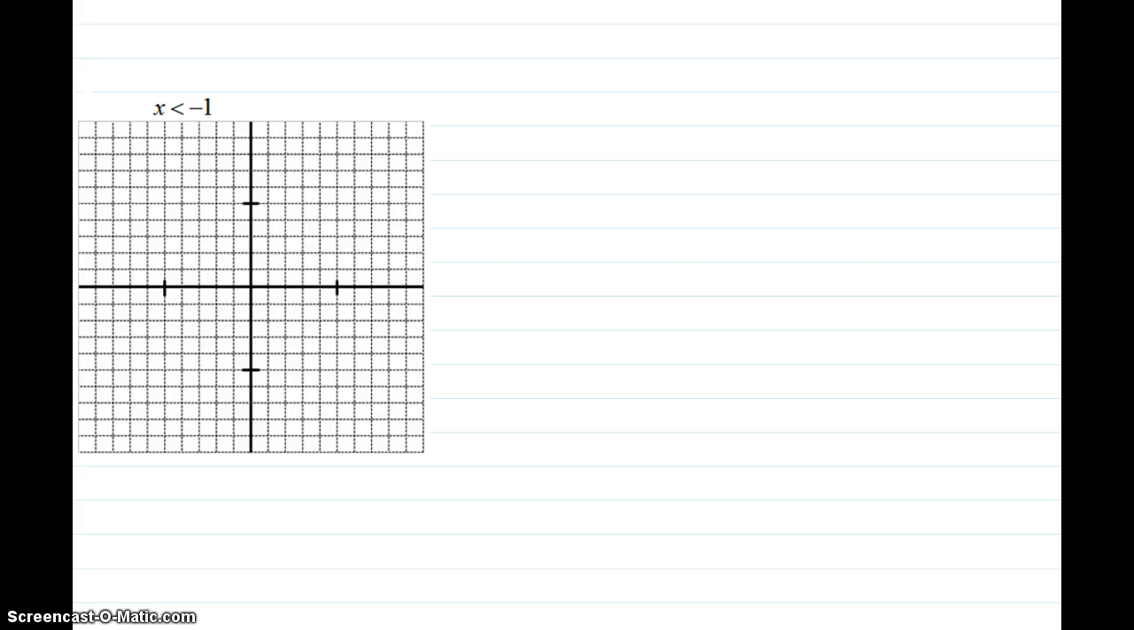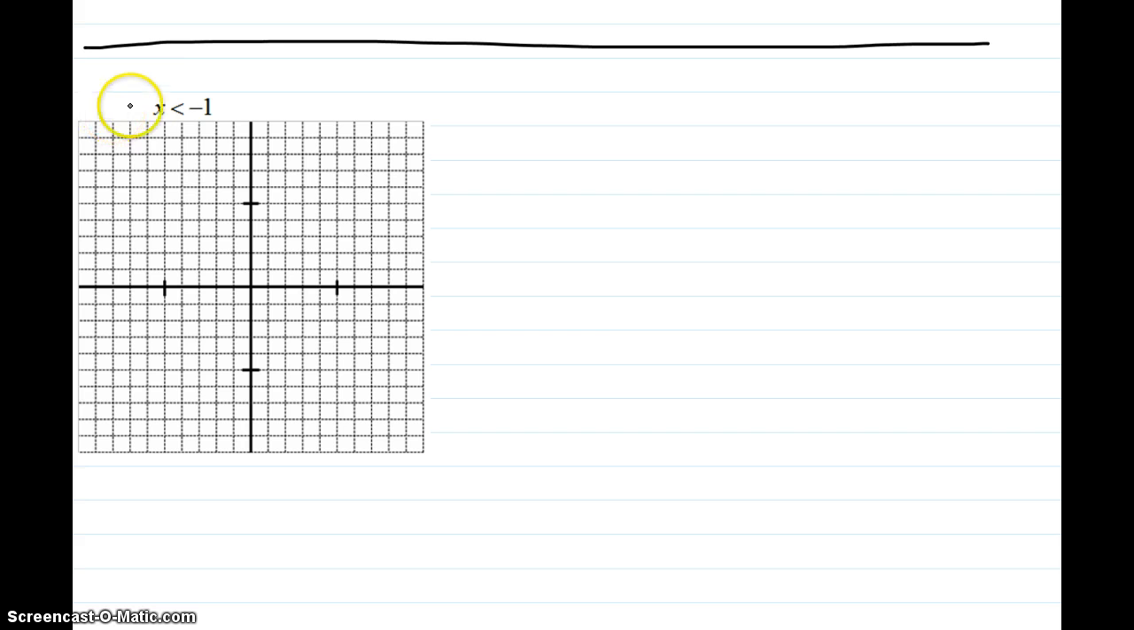Alright, let's look at our next example. So as you see, this is x is less than -1. It's not in slope-intercept form, but hopefully you remember that whenever it's an x, it's going to end up being a vertical line. So we go to -1 on our x, and just draw a couple of points. And now draw our line. So we have our vertical line here.